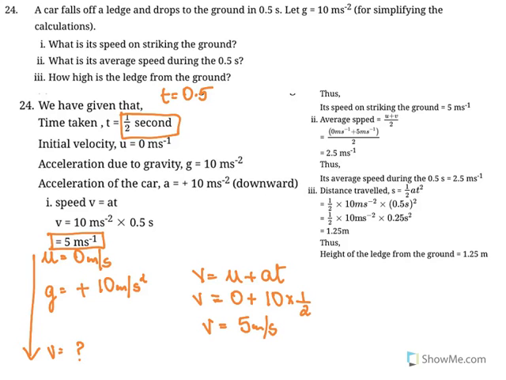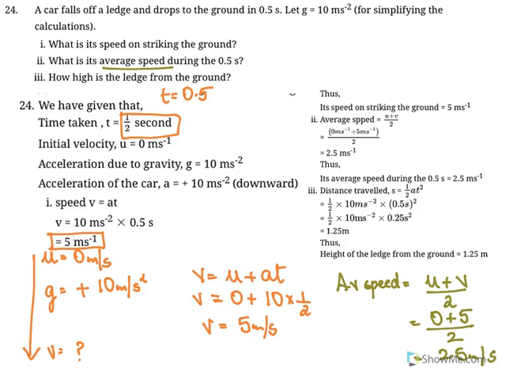In the next step, we need to find the average speed. We know average speed equals initial plus final divided by 2. So initial is 0, final is 5, divided by 2, which is 2.5 meter per second.